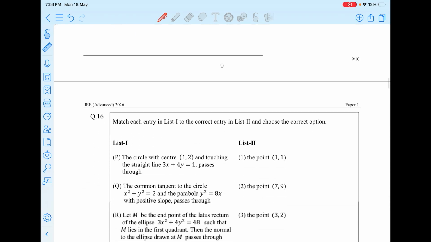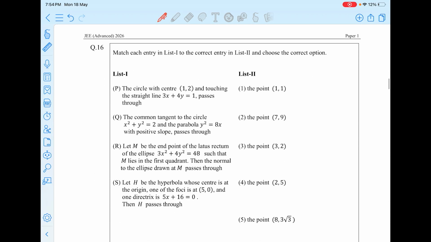Okay, next question. Next is related to conic sections, and this is also easy. See, circle with center 1, 2. So (x minus 1) whole square plus (y minus 2) whole square is equal to r square. And how to find r? The circle is touching this line, and the center is 1, 2, so perpendicular distance is equal to radius. You will get the radius, so you will get p easily.